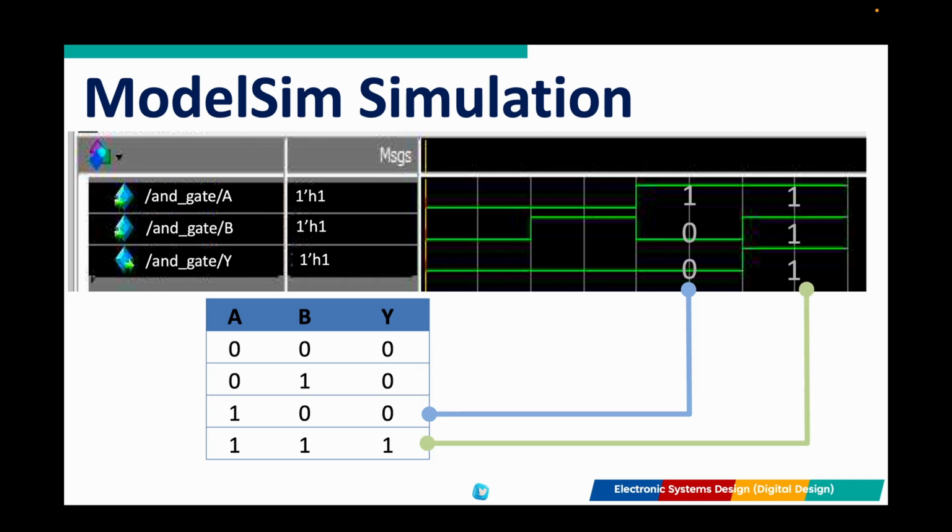Now watch what happens as time progresses. The moment both A and B cross into the high position, look at the output Y. Instantly, it transitions to logic 1. This vertical change confirms our AND gate is functioning correctly.